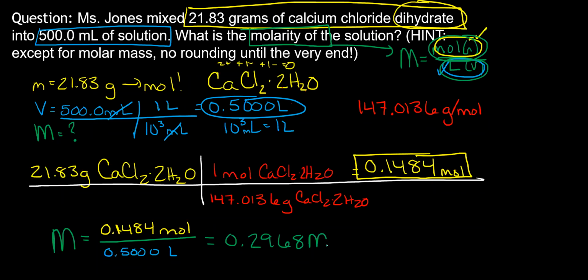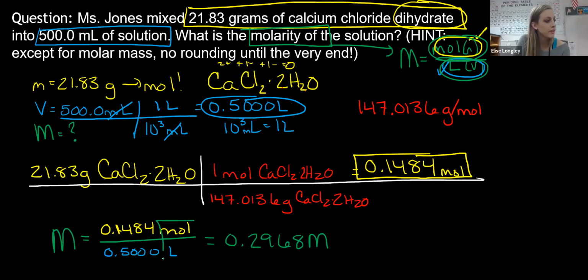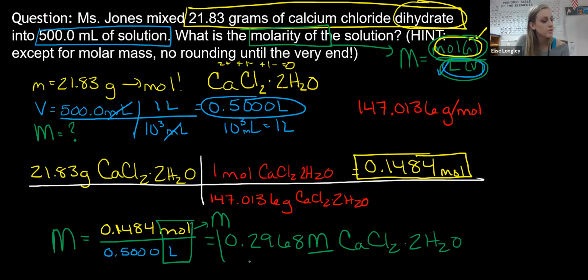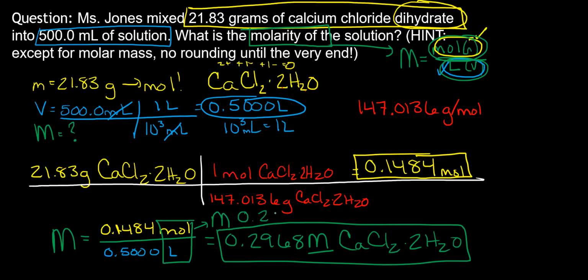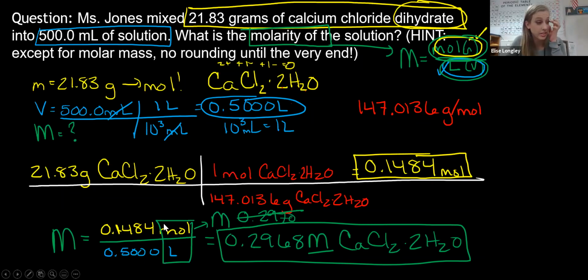Moles. So we have moles per liter, which is the same as molarity, or capital M. We say this molar, just like the molars in your jaw and teeth, right? 0.2968 molar CaCl2·2H2O. So that's what it would be. If you typed in the calculator differently, you may have gotten 0.2970, but that would be okay within the margin of error.